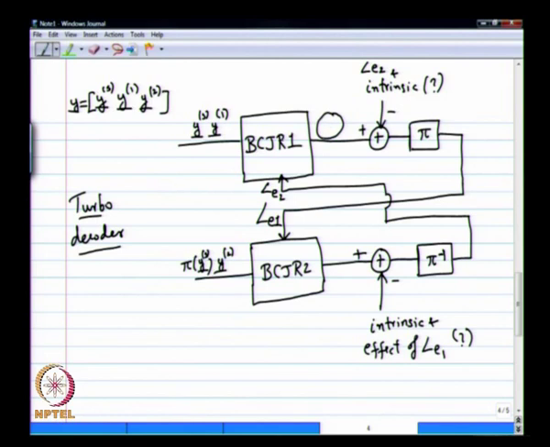Now both these things are known to BCJR2. BCJR2 knows YS. It also knows LE2. So I have to subtract that component of this total LLR which came from LE2. Then I also have to subtract that component of the total LLR which came from YS. Once I subtract those two, I will definitely get my extrinsic output. That's the idea.